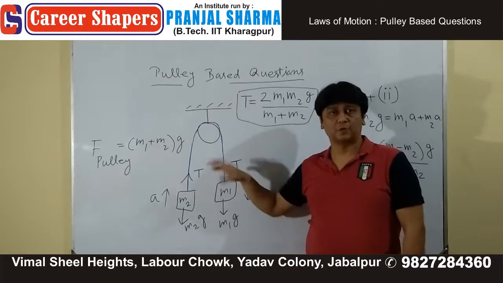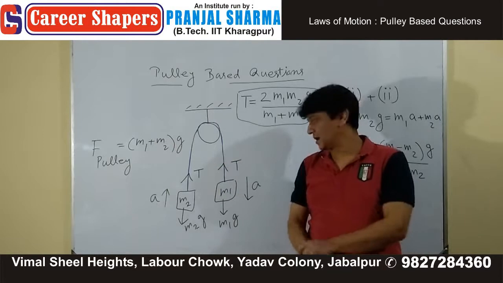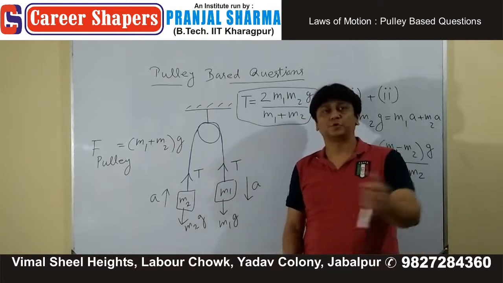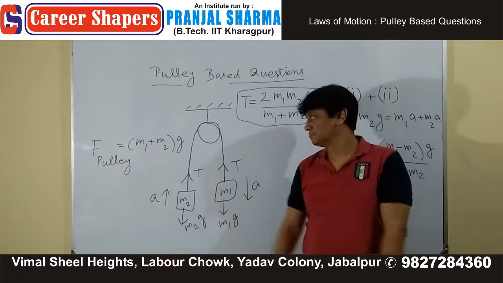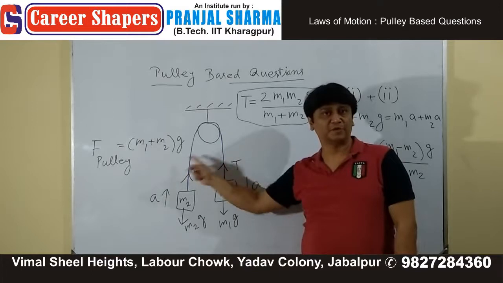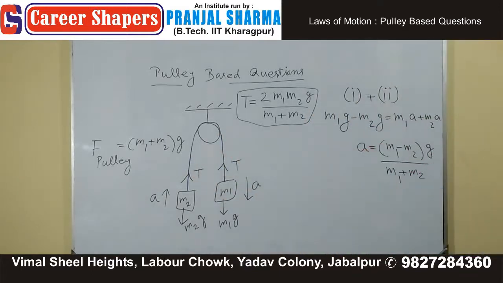आपने एक रोप को पकड़ा हुआ है और उस रोप के साथ क्या कनेक्टेड है? एक M1 और दूसरा M2. We पूछता what is the force on the pulley coming from this massless rope. आपका आंसर क्या होता? M1 plus M2 G. Do you understand this? Yes or no?